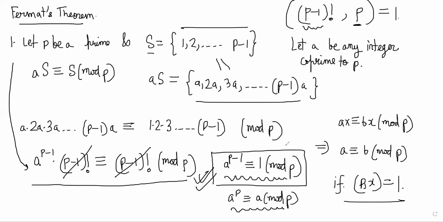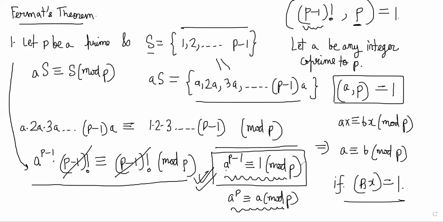Suppose you have a doubt whether some number P is a prime or not. You want to test whether some big number is a prime or not. You can get any other number A that is co-prime to that P. As long as A is co-prime to P, this result must be true. If you are raising A power P minus 1 and it is not coming 1 mod P, then P is not a prime.